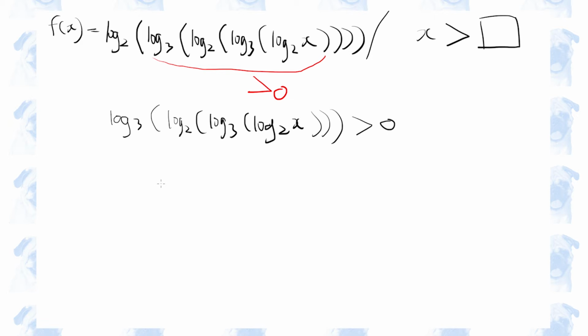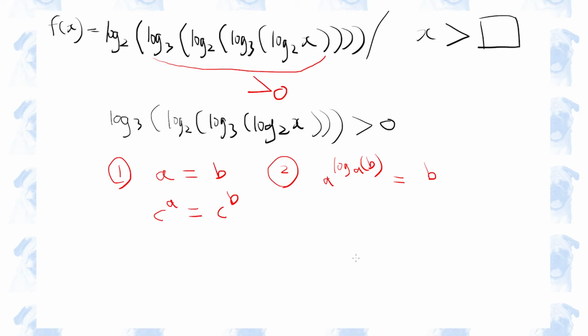And you need to know 2 specific tricks. 1. If a equals b, then c raised to the power of a equals c raised to the power of b. And the second trick, a raised to the power of log base a of b is equal to b. Actually, there's another rule that you need to know. A constant raised to the power of 0 is 1. If you know these rules, you should be able to solve this inequality.